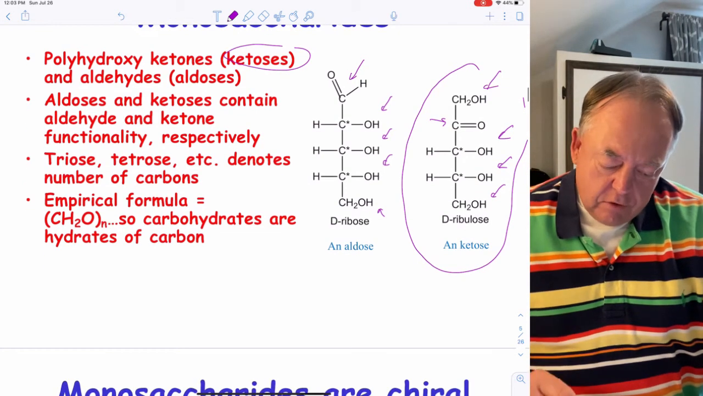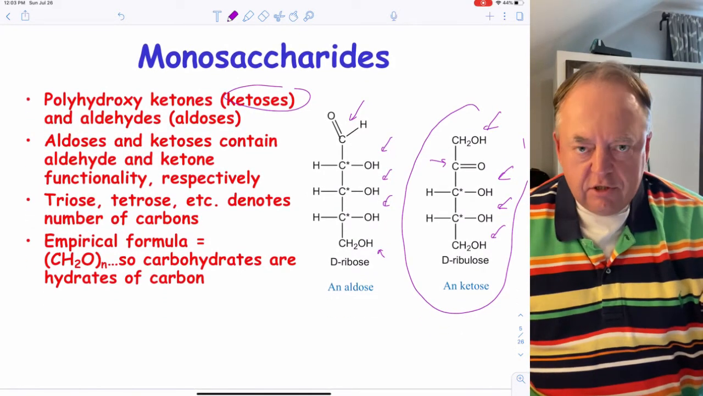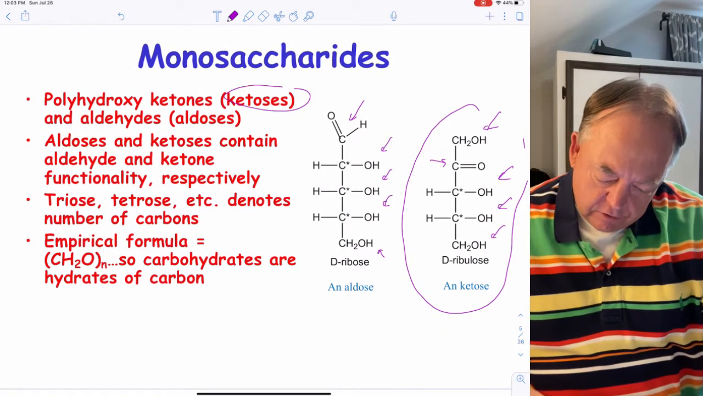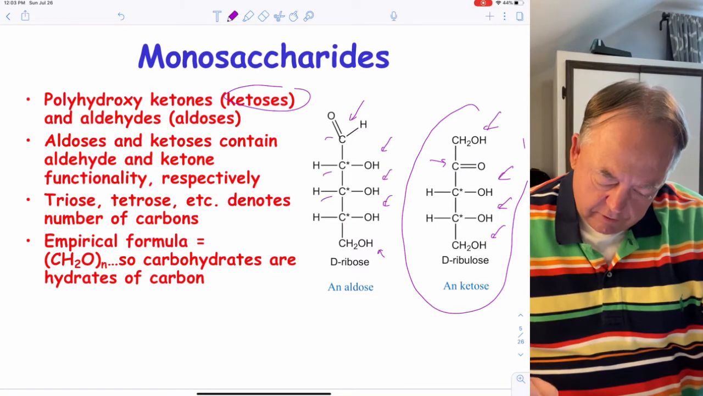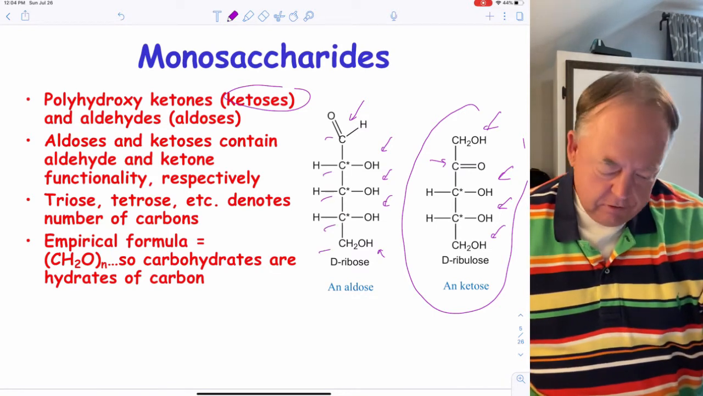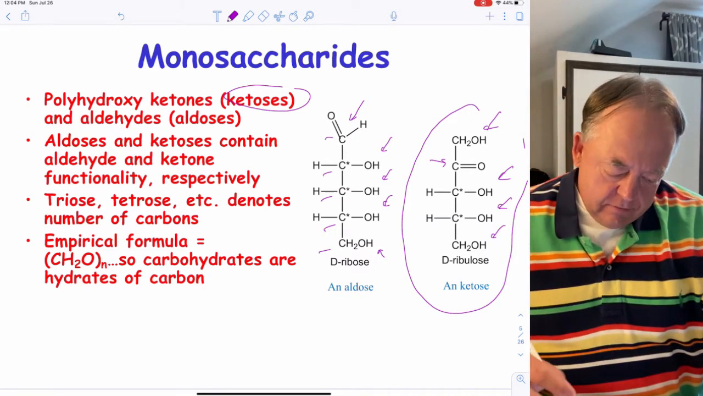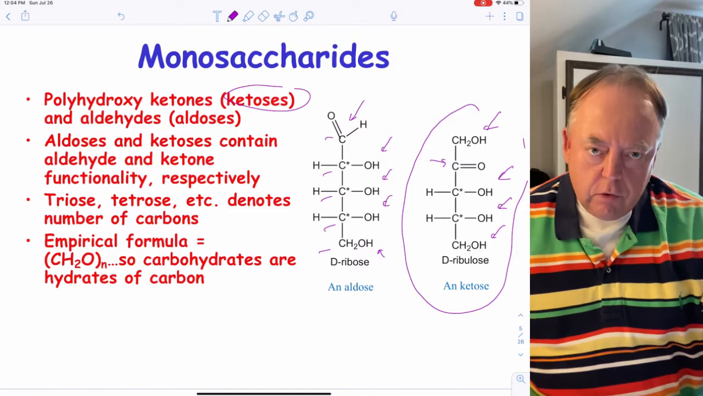You can have trioses, tetroses, hexoses, pentoses, which just denotes how many carbons there are. This has 1, 2, 3, 4, 5 carbons, so that would be ribose, an example of a pentose. They are hydrates of carbon. The empirical formula is CH2O.